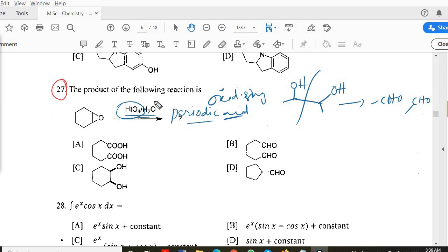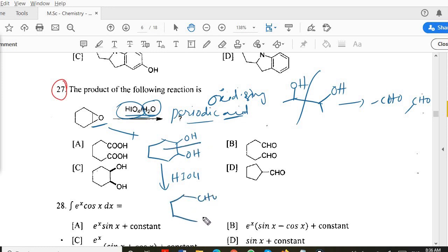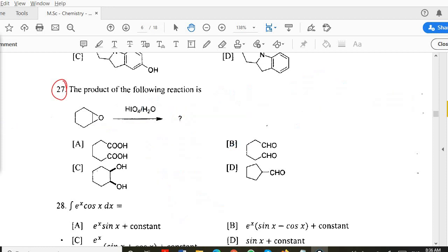So initially with the usage of water, the ester will be opened to form the dihydroxy compound. Then with the usage of HIO4, that is periodic acid, this is going to form two aldehyde groups. So this is the final compound, which is B. If you know the reagent systems, you can automatically apply them and convert into the product. Next.